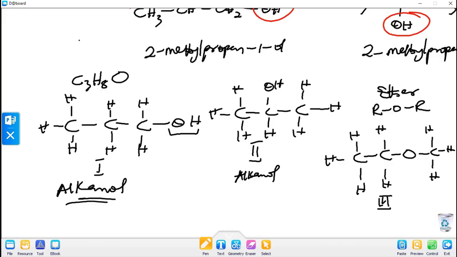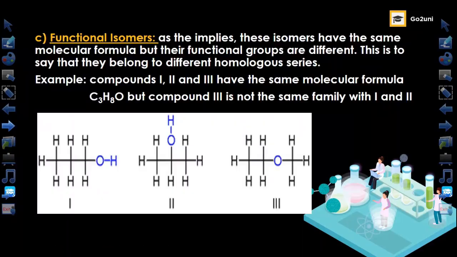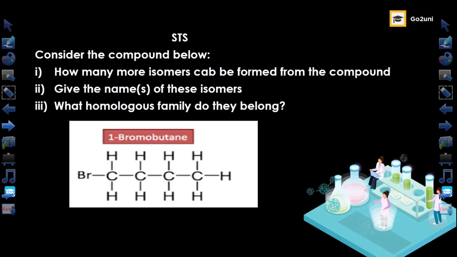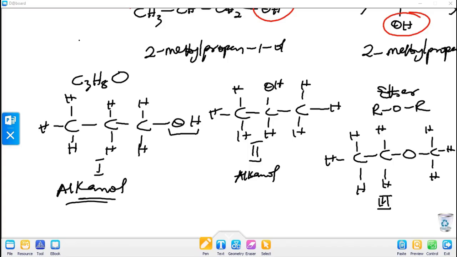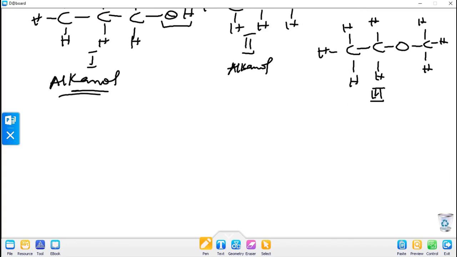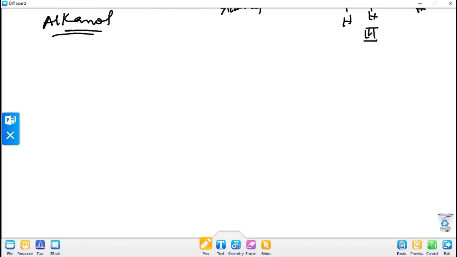So when 2 or more compounds belong to different homologous series and have different functional groups, but they have the same molecular formula, they are referred to as functional isomers. So, having seen that, I believe that is very clear. Let us take a look at another example of functional isomers. Let me give you this so that you get to understand what we mean by functional isomers better.